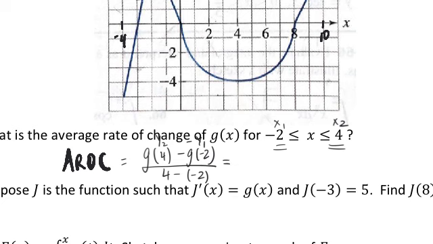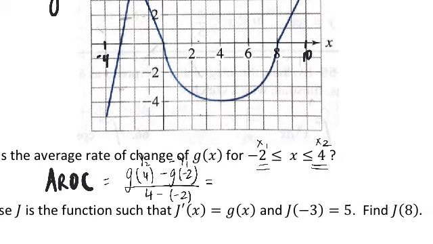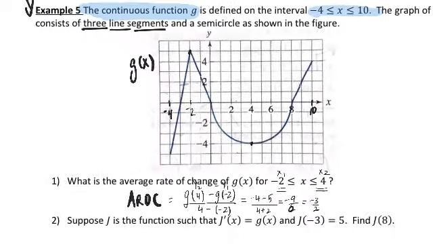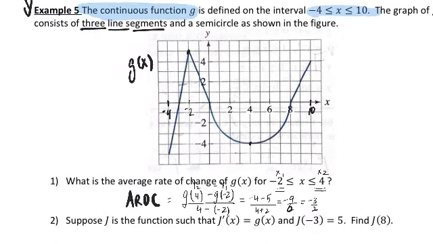And then this is the g graph. So I go on the graph to find that g of 4 is -4, and g of -2, that's here, is 5. And then I divide it by 4 plus 2, or 6. So I'm going to get -9 over 6, which is -3 halves for my average rate of change.